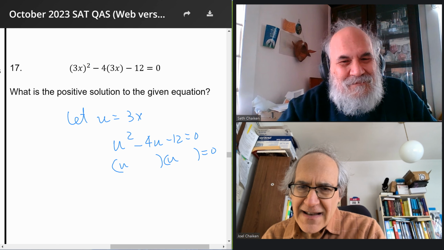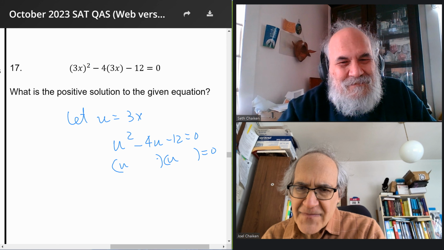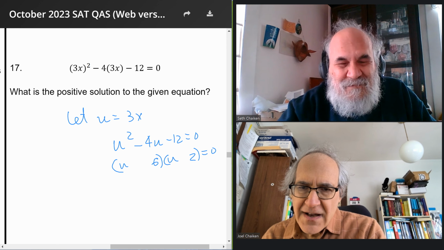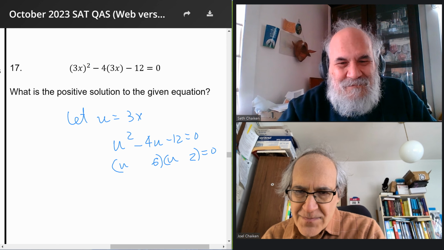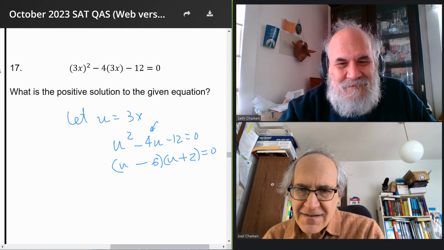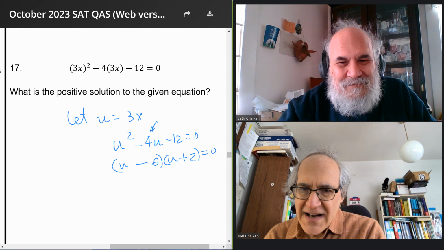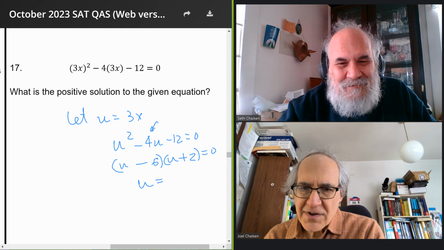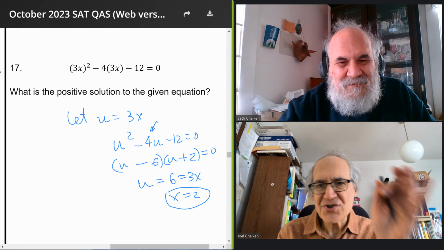That would be 6 and 2, and the 4 has the negative sign, so this goes like this. Now we want the positive solution, so u would be 6, but u is equal to 3x, so x would have to be 2. This is just standard.